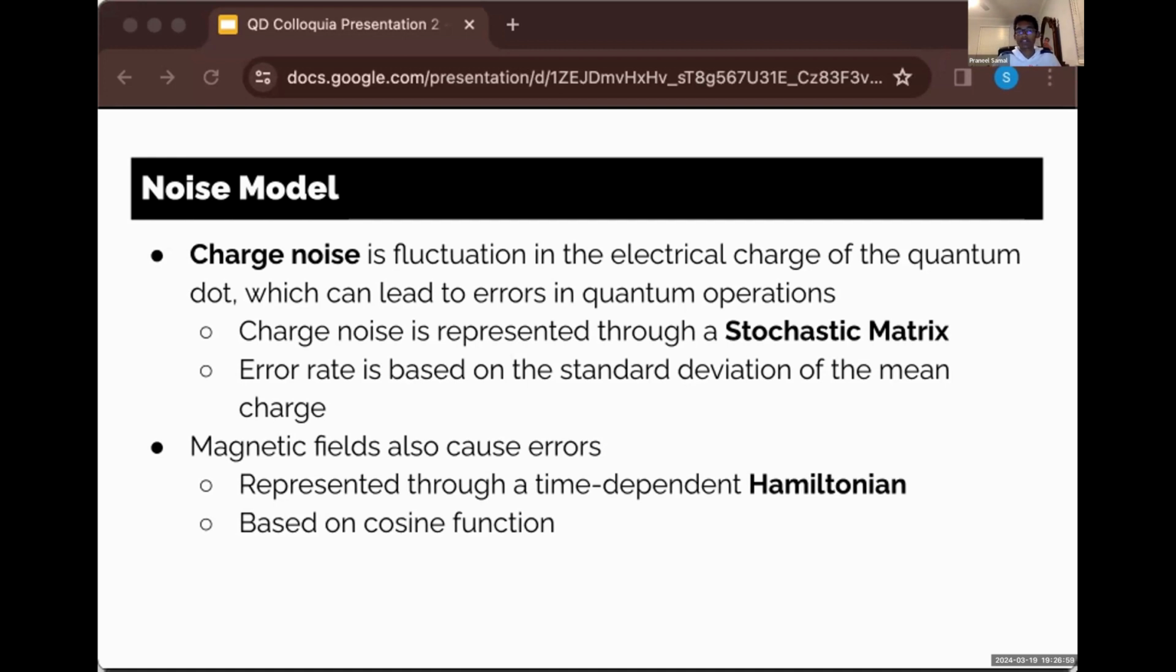Another type of error that we chose to implement was error caused by magnetic fields. Similarly to charge noise, magnetic fields can also mess with the quantum dots in our implementation, so we have to deal with this type of noise as well. We represent the change of the magnetic field using a time-dependent Hamiltonian. Effectively, it uses the cosine function to vary the amount of influence that the magnetic field has depending on the time. This error is then added to all of the qubits by applying an X rotation gate.